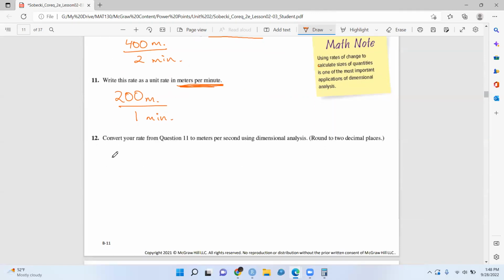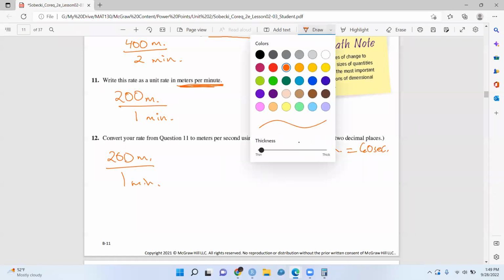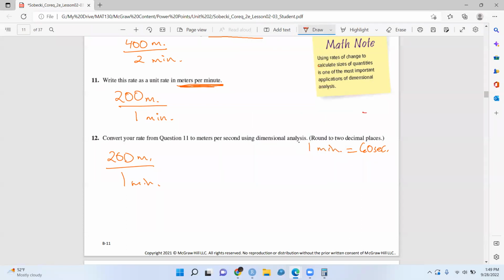Author says, oh, let's go to meters per second. So we're going to use some dimensional analysis here back from Unit 1. And we want to convert these minutes into seconds. So first we need to remind ourselves that 1 minute is equal to 60 seconds. That's an equivalency statement, right? We can write that as a fraction or as a conversion factor.